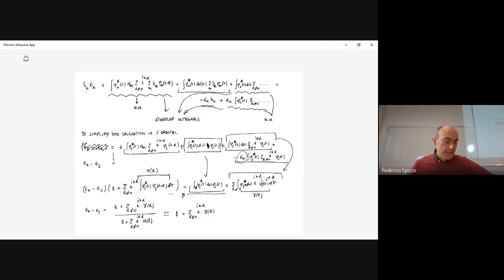And the important thing in this case is that if we now take E of s to the right side, we have E of k equal to E of s plus beta plus the summation over R different from 0, e to the i k R gamma of R.